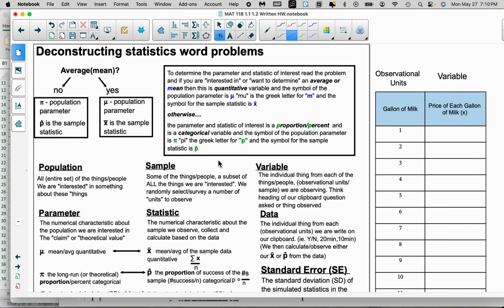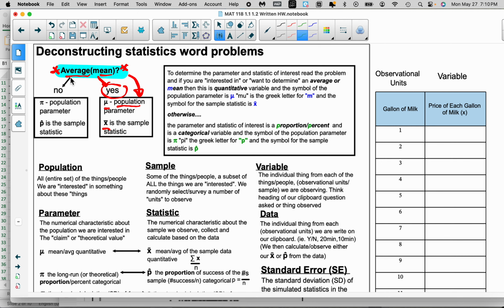Here's sort of my cheat sheet for how to deconstruct word problems. When you read a word problem, if you see in the problem that it says you're interested in the average or mean of something, if the answer is yes, then we know that we're talking about mu for our population parameter and X bar for our sample statistic. This is always true. If the thing we're interested in says average or mean, then we're dealing with quantitative data.